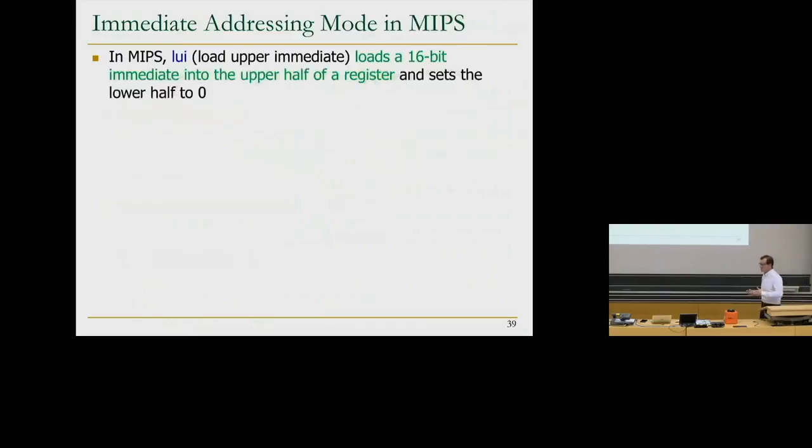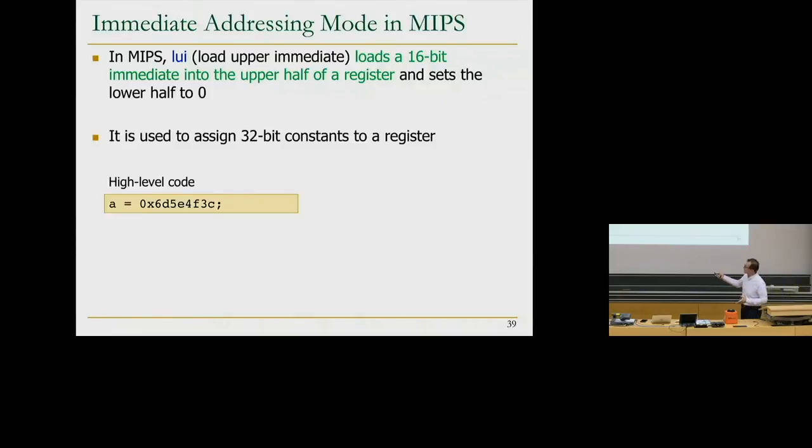Now you can use that location value as the base register for a load instruction in the future. Okay, so in MIPS there's also something kind of similar, the LUI, load upper immediate. It loads a 16-bit immediate into the upper half of a register and sets the lower half to 0. So if you want to initialize a value, that's a great way to do it in MIPS. It's used to assign 32-bit constants to a register. So in high-level code, you want to assign this value to A. How do you do it in MIPS?